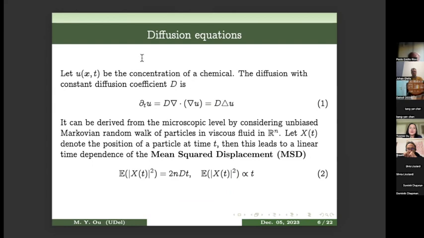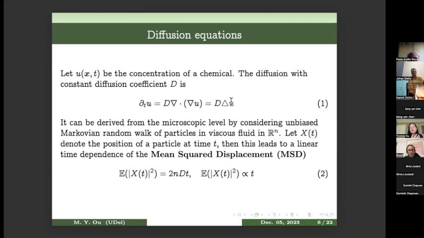I'm going to call the chemical which is diffusing U, the concentration. U, of course, depends on space and on time. And the usual diffusion equation, as we know it, is this: the partial time derivative of U is equal to a diffusion coefficient times the Laplacian of U. So this is the usual diffusion equation we know.